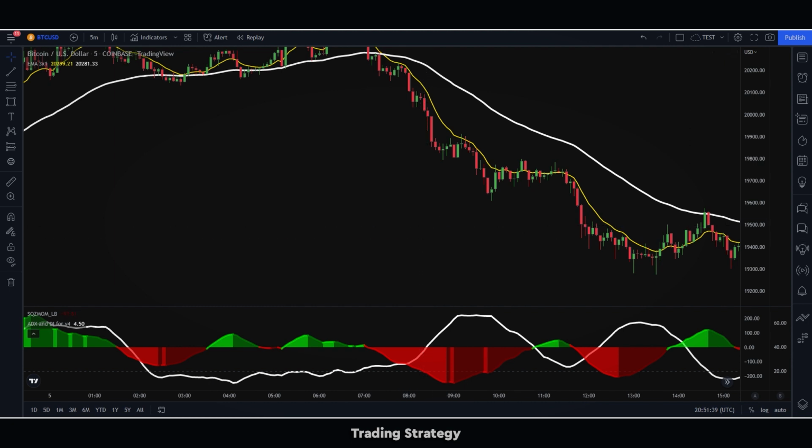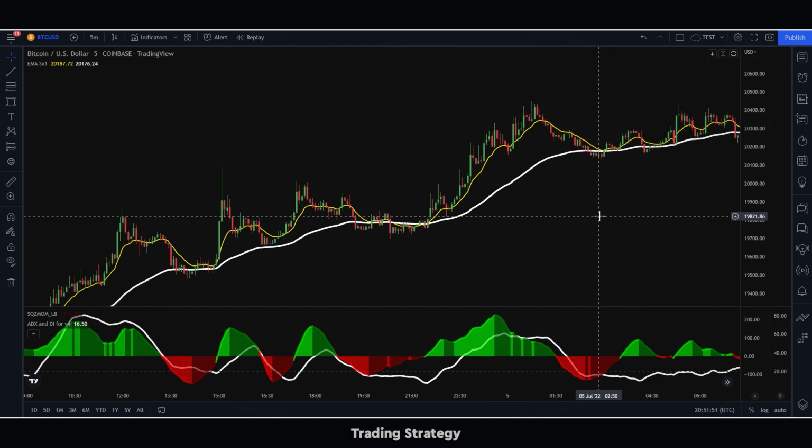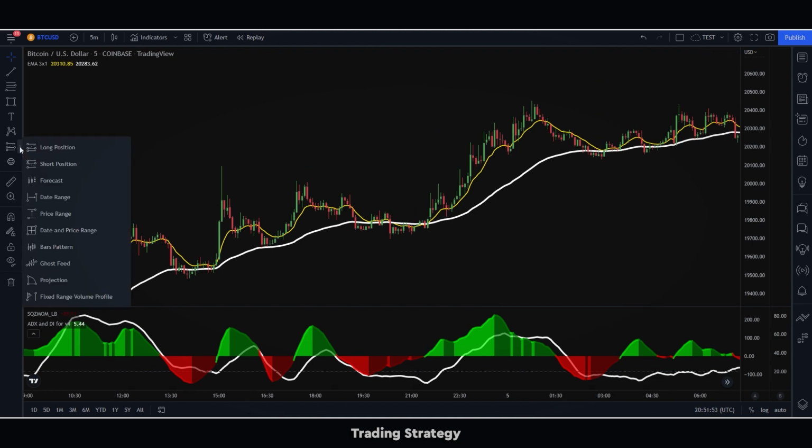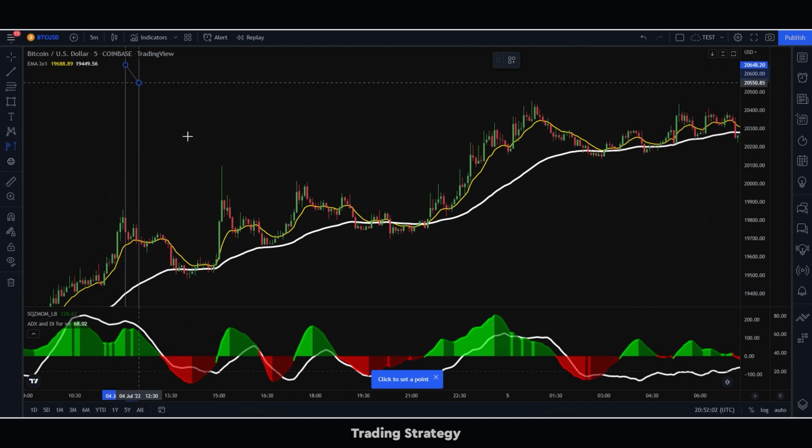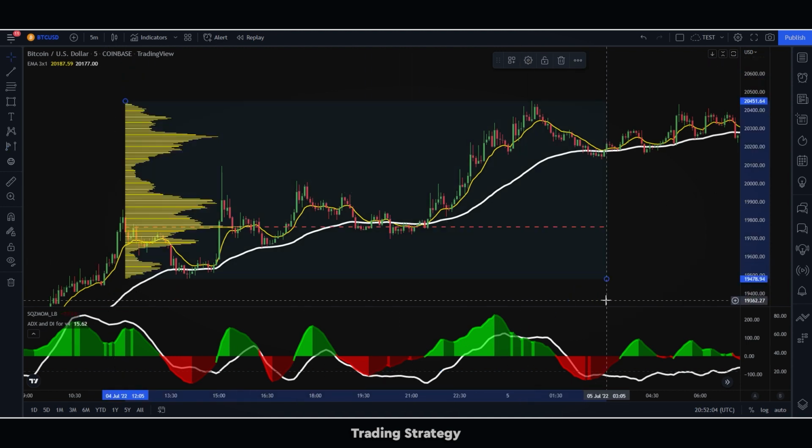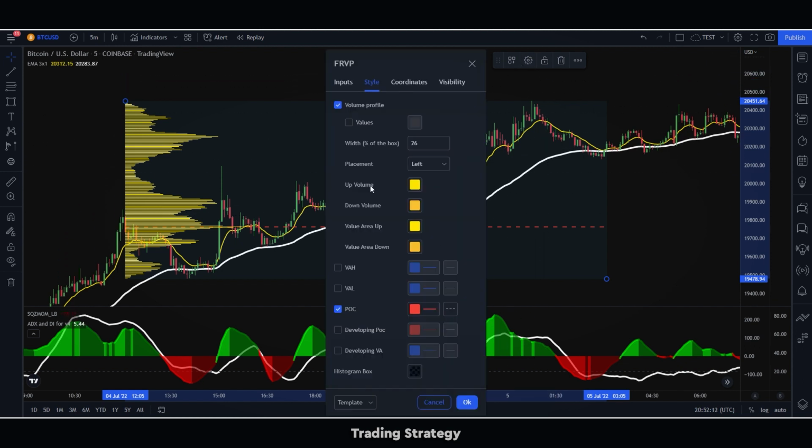Before we start explaining the strategy, there is a tool that we are going to quickly explain since we are going to be using it. That tool is the volume profile. We just selected it, and once selected, we mark the area in which we want it to show us the volume that the price had. To see it better, I'm going to leave you the configuration that I use.